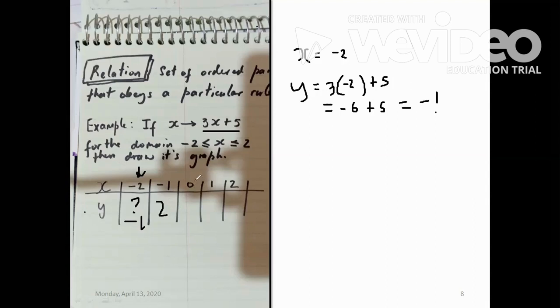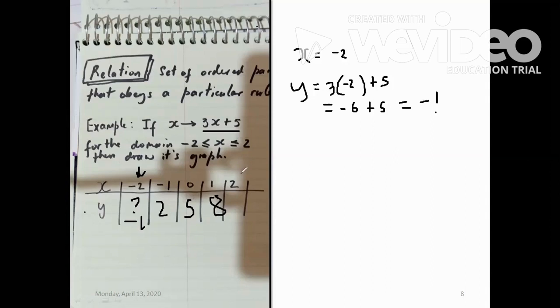The other x value is when x is 0. So 3 times 0 is 0. 0 plus 5 is 5. The other x value is 1. So when x equals 1, we'll have 3 multiplied by 1, which is 3. 3 plus 5 is 8.